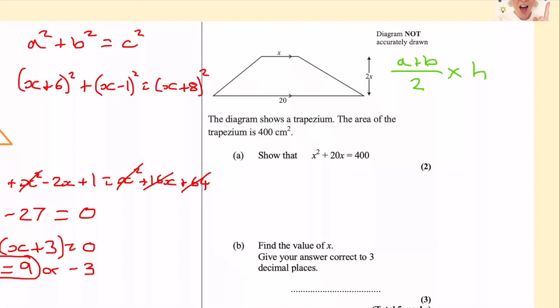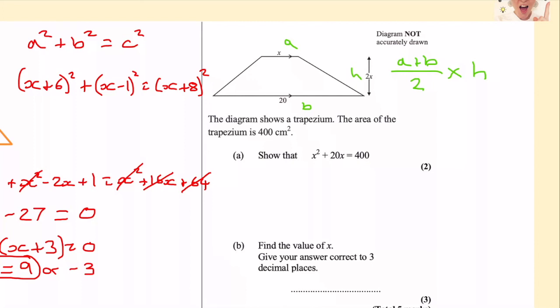Okay, so the formula is (a plus b) divided by 2, times by the height. That's where a and b are the parallel sides, so that's our x and our 20, and h is your perpendicular height. So it's got to be the right angles, not the slanty line. It's got to be that straight up height. So let's sub that in, and it's a show that question.